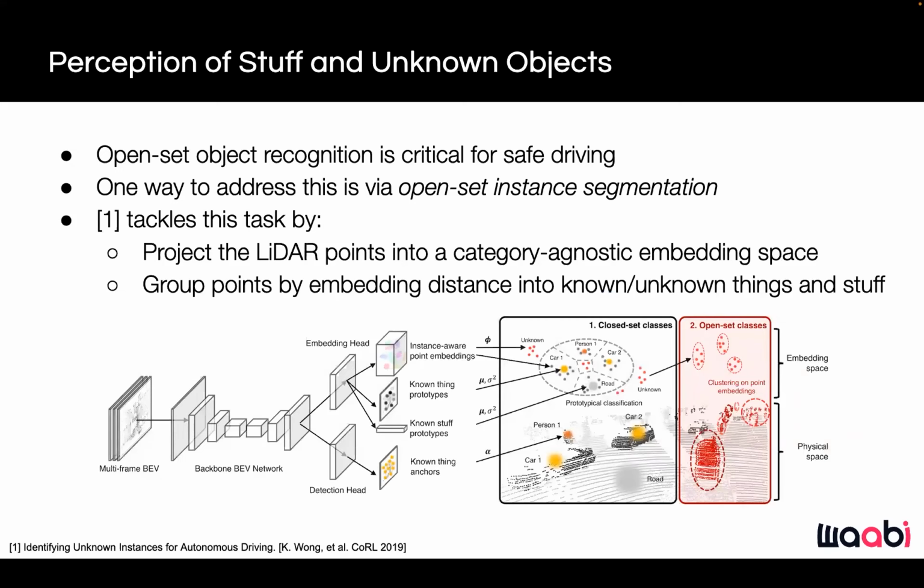One approach to tackle this task is shown in the figure below. The main idea behind this model is to project the LiDAR points into a category-agnostic embedding space. Within this embedding space, we can group the points into both known and unknown things and stuff, irrespective of their semantics.